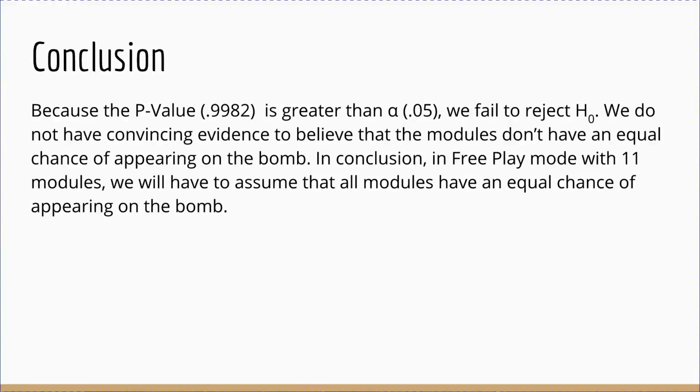So now we're down to our conclusion, and because the p-value 0.9982 is greater than 0.05, which is our significance level, we fail to reject H0. We do not have convincing evidence to believe that the modules don't have an equal chance of appearing on the bomb. In conclusion, in free play mode with 11 modules, we'll have to assume that all modules have an equal chance of appearing on the bomb.